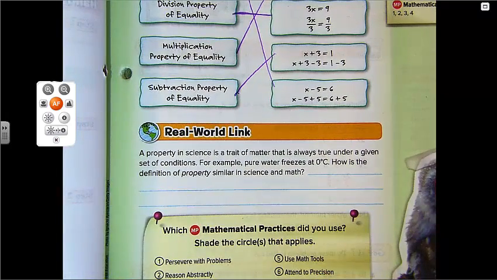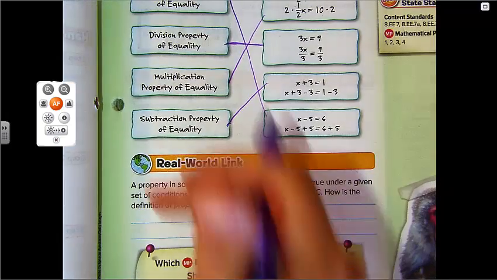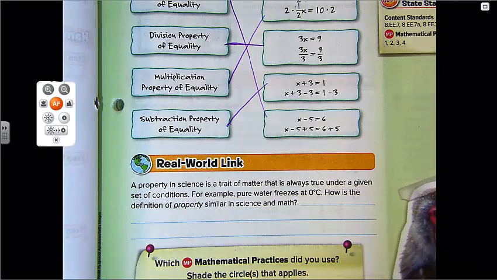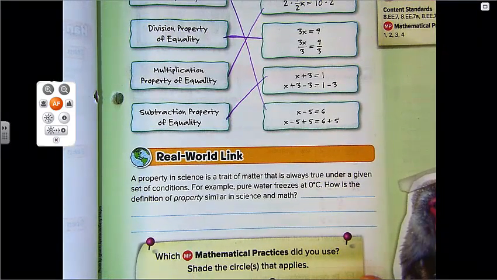It's talking about a property in science. And it wants to know, how is the definition of property similar in science and math? Well, if I look at a property, these never change. These properties are always the same. They're like law. In science, a property is the same way.